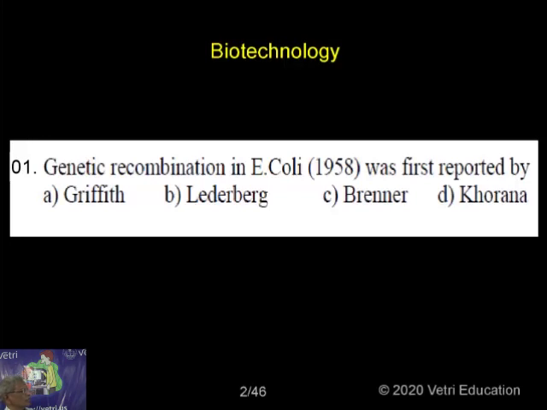Genetic recombination in E. coli. It was done in 1958. The experiment is referring to 1958. It was first reported by.